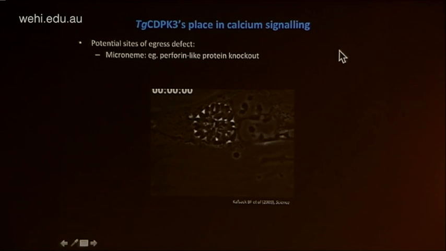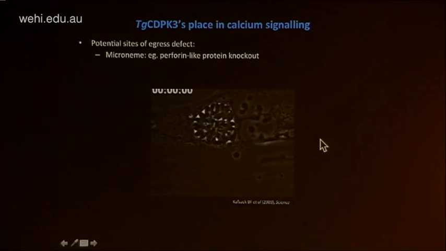But there's still the possibility that the parasites may still be able to release their micronemes. So we need to be able to pick apart those two processes, the activation of the motor and secretion of those microneme organelles, including those adhesins and the perforin-like protein.